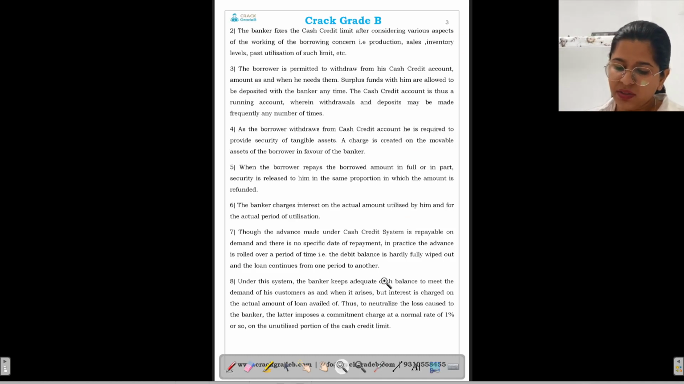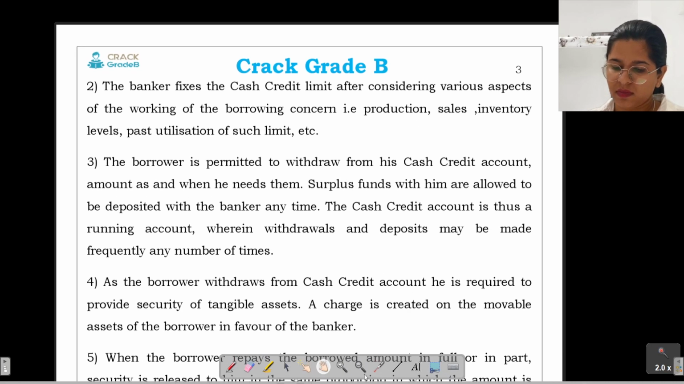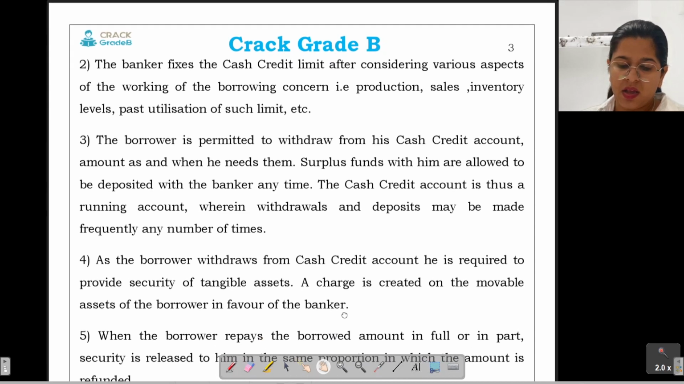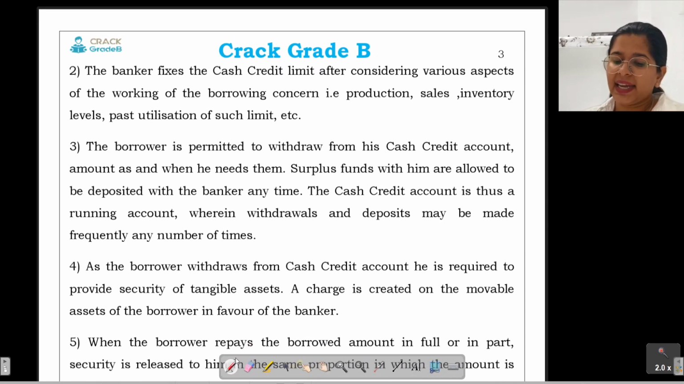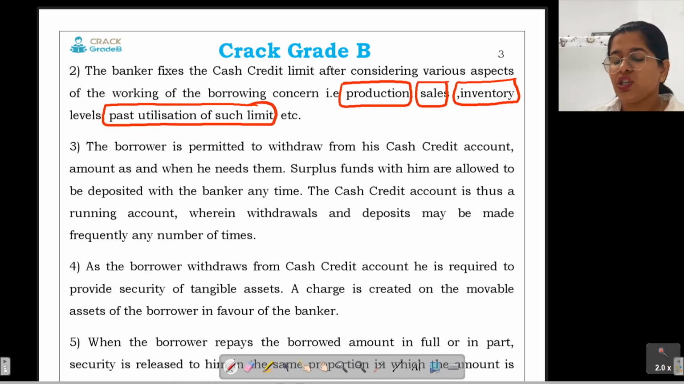The next feature, the banker fixes the cash credit limit after considering the various aspects of the working of the concern, like what is the production of your entity, what is the sales of your entity, right? What are your inventory levels, what have been the past utilization. So basically they do an analysis of your business.